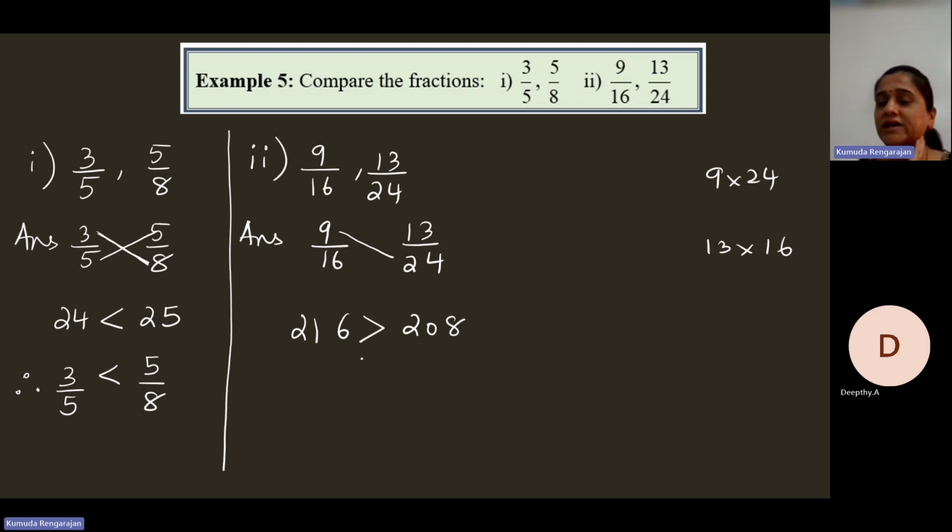216 is greater than 208. That is, the first number is greater than the second number. Therefore the first fraction is greater than the second fraction. That's all.